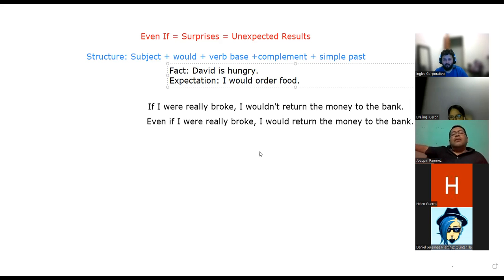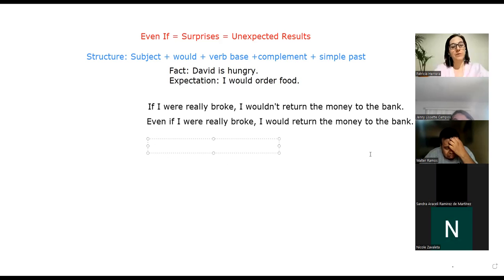So for unexpected results, guys. Very good. So far, so good. Do we have any question? All right. Tell me something else that is unexpected, guys. Let's say that Walter becomes, and this is the fact, right? So the fact is going to be Walter becomes a politician.